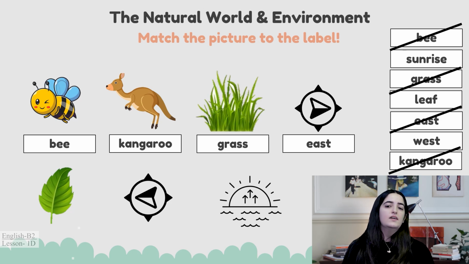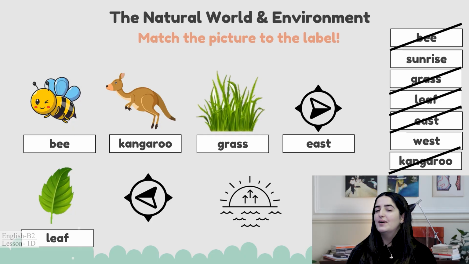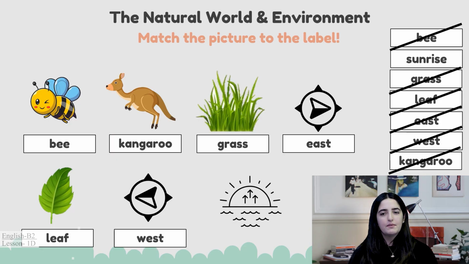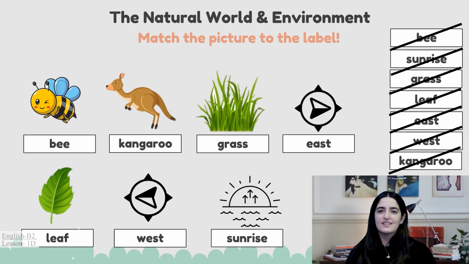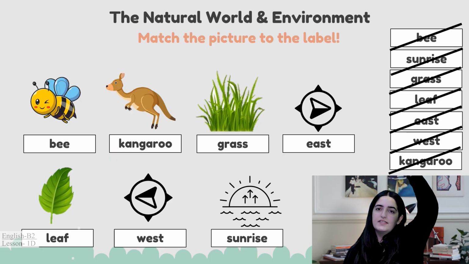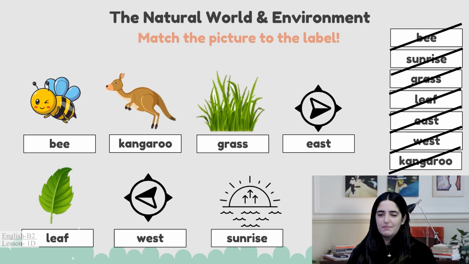Okay, next one. What do we have here? Pause and answer. We have a leaf. A leaf, very good. And next, what direction is this? Well, it's the opposite of east and therefore it's west. And finally, well, we only have one word left, but what is this? The sun is coming up. Pause and answer. It is sunrise. Okay, so sunrise is in the morning when the sun comes up, and sunset is at night when the sun looks like it's going down. Okay, good job.